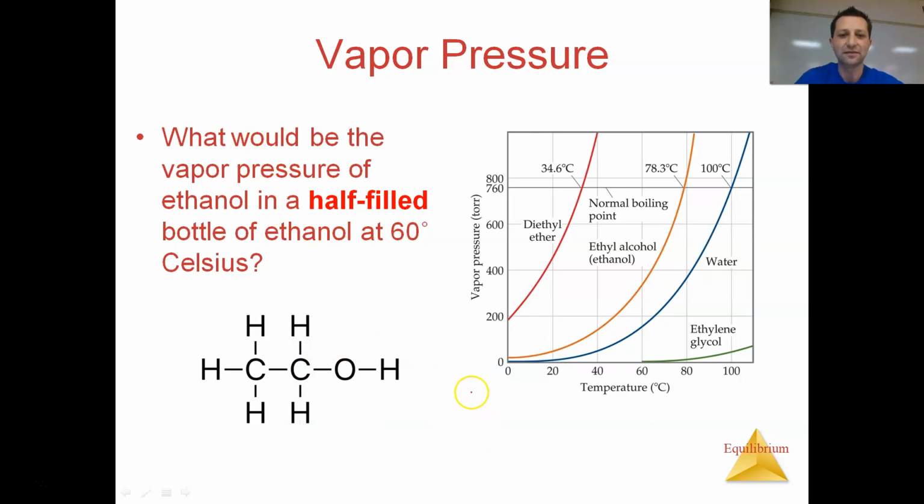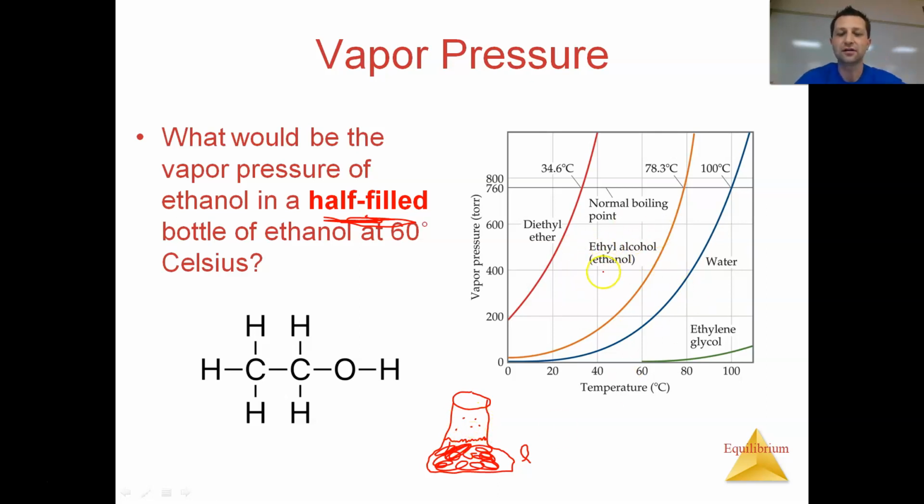So let's say we have, I'm just going to use a flask as an example here, and I can't draw, we're all well aware of this. Okay, so here's my half-filled bottle of ethanol. That's important because what does half-filled mean? Half-filled means we have half of it in the liquid state and the rest of it in the gas state. That means we have a saturated solution, which means we have liquid to gas and gas to liquid occurring at the same rate here. So we have a vapor pressure.